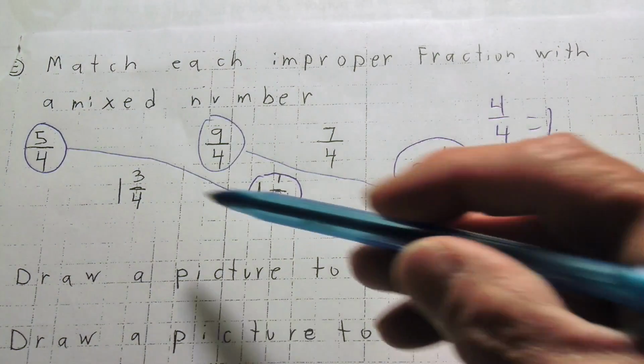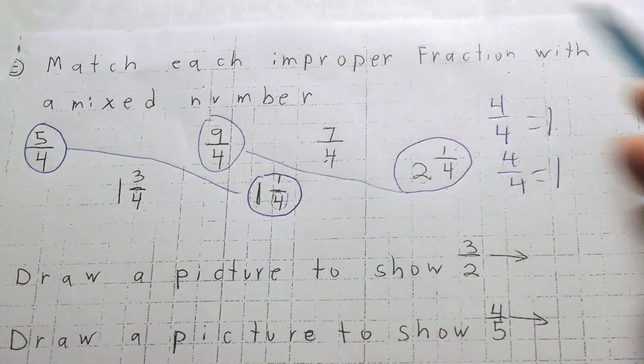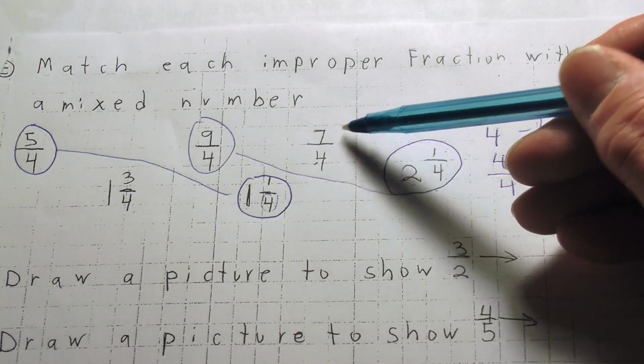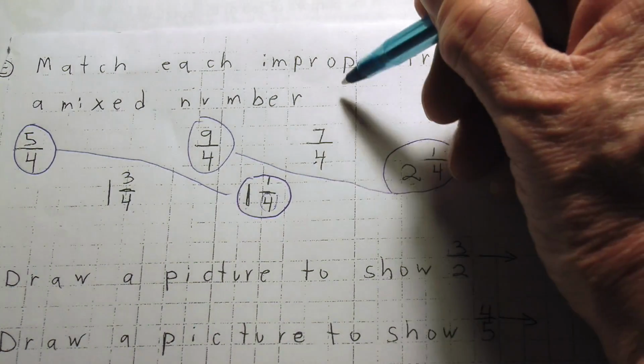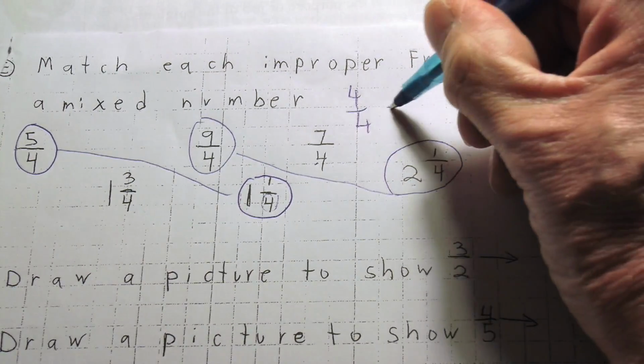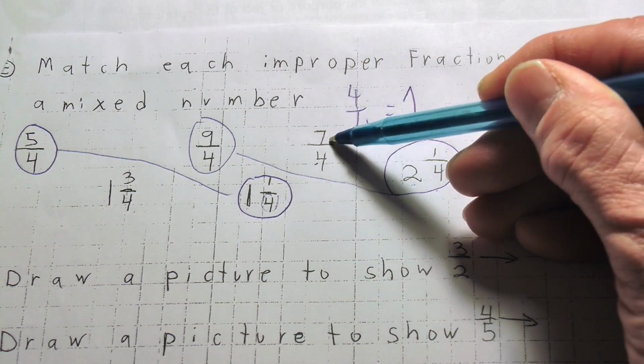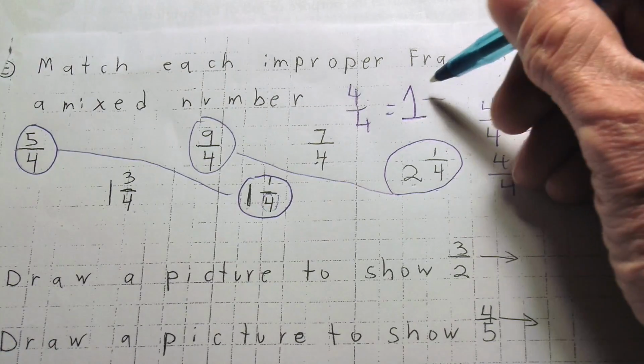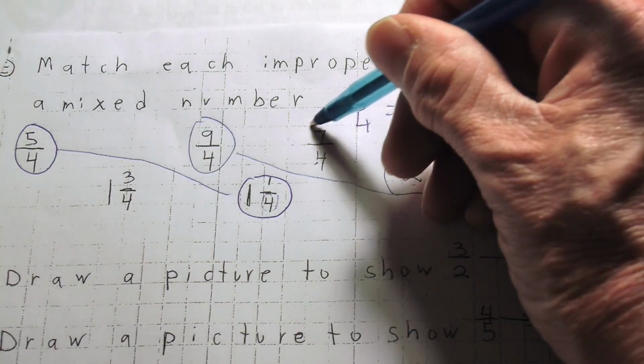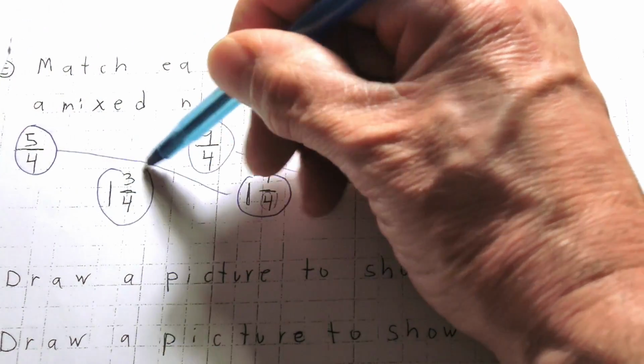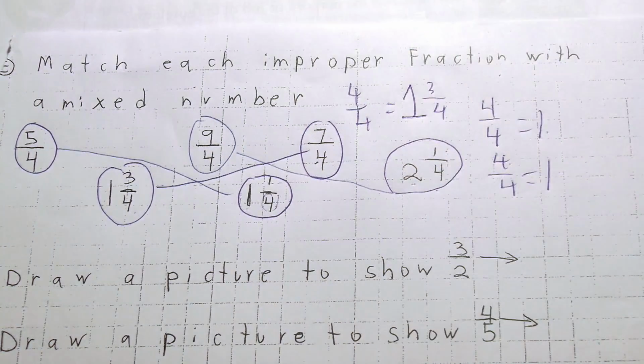Now, of course, we know what the answer is left over here because there's only one more pair left, but think about it. 7 fourths. It takes 4 fourths to equal 1. 7 take away 4, that means I've got 3 fourths left over, so now I know that 7 fourths and 1 3/4 are the same thing.